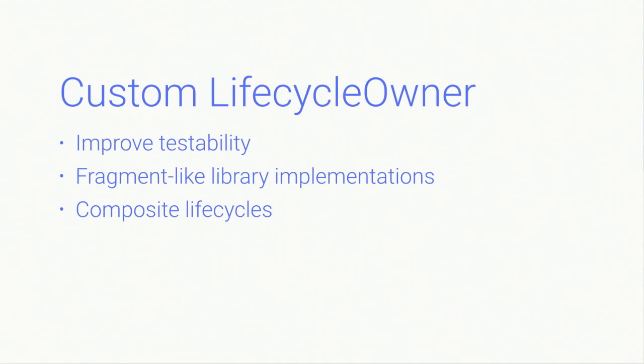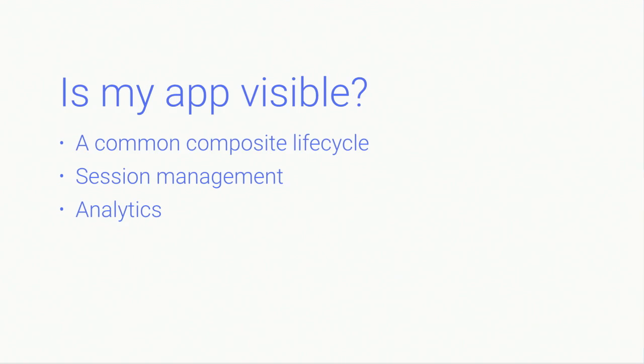So lifecycle owner, as already introduced, is just an interface. Anyone can implement this. This means that you can improve testability by creating your own. You can create your own sort of fragment-like library implementations if you feel so inclined. But you can also create composite lifecycles, lifecycles that span across other smaller lifecycle definitions. So you can answer questions like, is my app visible? So this is a really common composite lifecycle that many of you may be interested in.